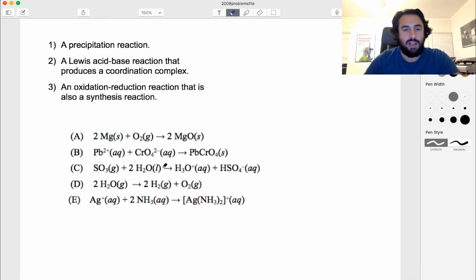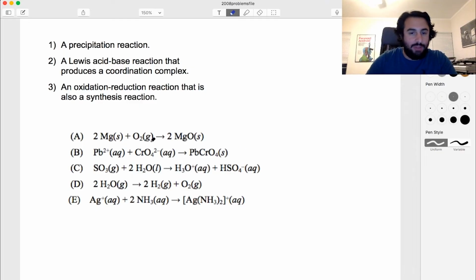Okay, for this one, we have some reactions. We have 5 reactions here, and we want to assign them to these statements. So the first one says a precipitation reaction. What does that mean? Remember, a precipitation reaction is one in which we have aqueous ionic species that come together to form an insoluble solid and therefore crash out of solution. So we need aqueous ions forming a solid. Definitely a precipitate is a solid, so we need to see a solid on the right side.